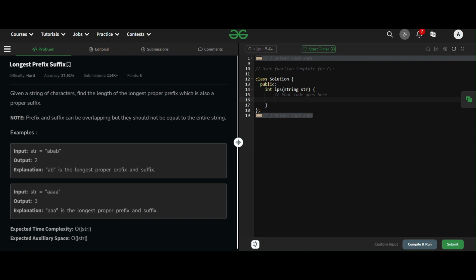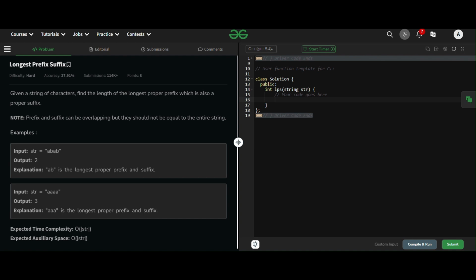Today we will be tackling a challenging problem from Geeks for Geeks, and it's categorized as a hard level problem. So let's dive right into the problem statement. And you know very well that Geeks for Geeks continuously was giving some easy level problems for consecutive 3 or 4 days. So it is obvious that they will provide some hard level problem for 2 consecutive days. So the problem is longest prefix suffix.